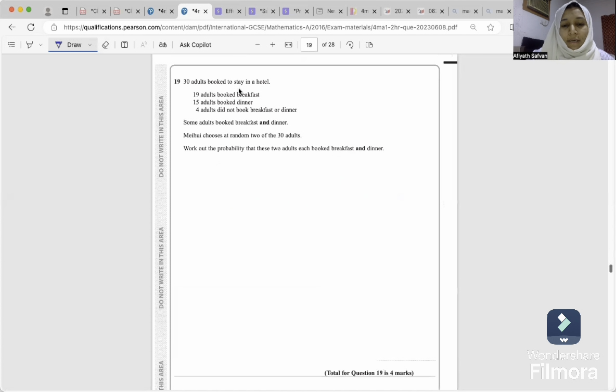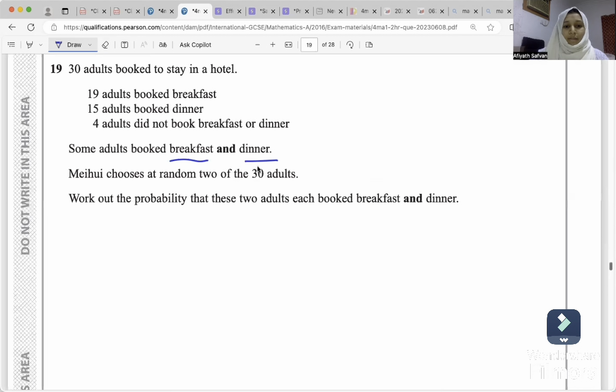30 adults booked to stay in a hotel. 19 adults booked breakfast. 15 adults booked dinner. 4 adults did not book breakfast or dinner. Some adults booked breakfast and dinner. We choose at random two of the adults. Work out the probability that these two adults each booked breakfast and dinner.